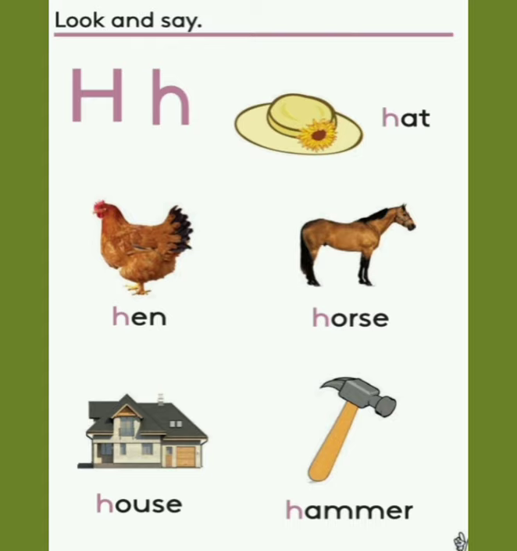H-O-R-S-E. Horse. Okay, that is how you have to pronounce it. Horse. Okay, what is the fourth one? House. What do you call this as? It is a house. Okay, house. H-O-U-S-E. House. Okay, the final one or the fifth one is a hammer.